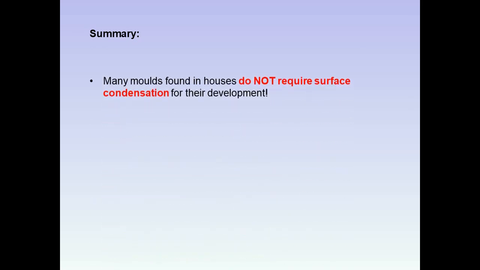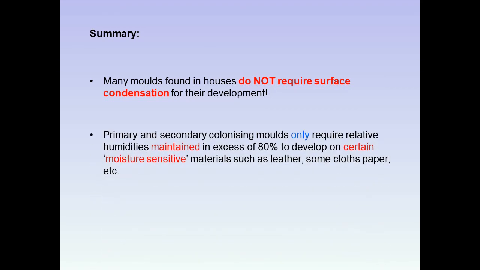So then, to summarise, many moulds found in houses do not require surface condensation for their development. Primary and secondary colonising moulds only require relative humidities maintained in excess of 80% to develop on certain moisture-sensitive materials.